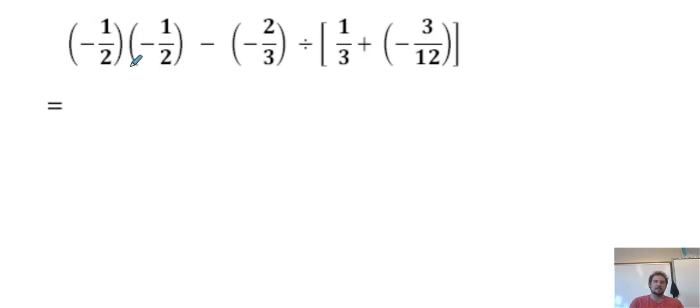So I see a set of brackets here and a set of brackets here. Sometimes we call these parentheses, right? But again, there's no operation inside of them, so there's nothing to do with them. It's just because these are negative numbers, right?